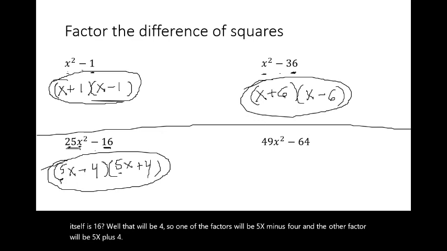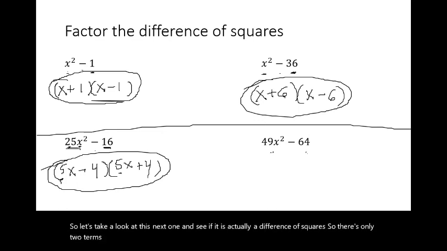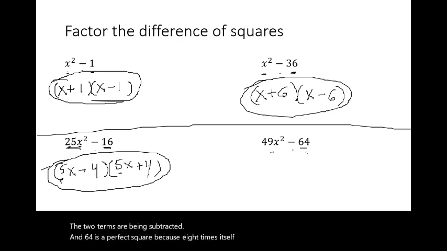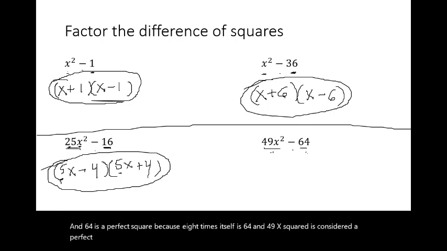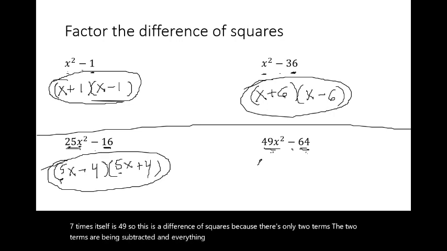So then let's take a look at this next one and see if it is actually a difference of squares. So there's only two terms. There's a square term and a constant. The two terms are being subtracted. And 64 is a perfect square because 8 times itself is 64. And 49x squared is considered a perfect square. What number times itself is 49? 7 times itself is 49. So this is a difference of squares because there's only two terms. The two terms are being subtracted, and everything involved is a perfect square.